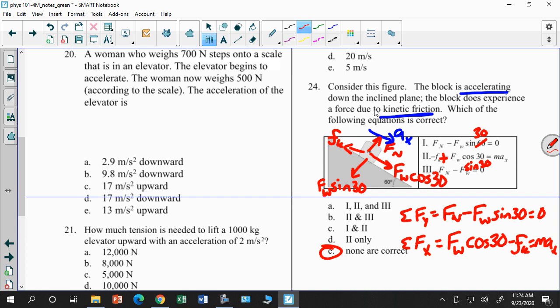Yeah, Lex? Okay. Where you wrote Fn minus Fw sine 30 equals 0, wouldn't that mean that they're equal? They are equal. Yeah, you're right. And so, in fact, sometimes I'll write in this list of equations Fn equals Fw sine 30, and that would be an equation that I would write, and that would be correct.